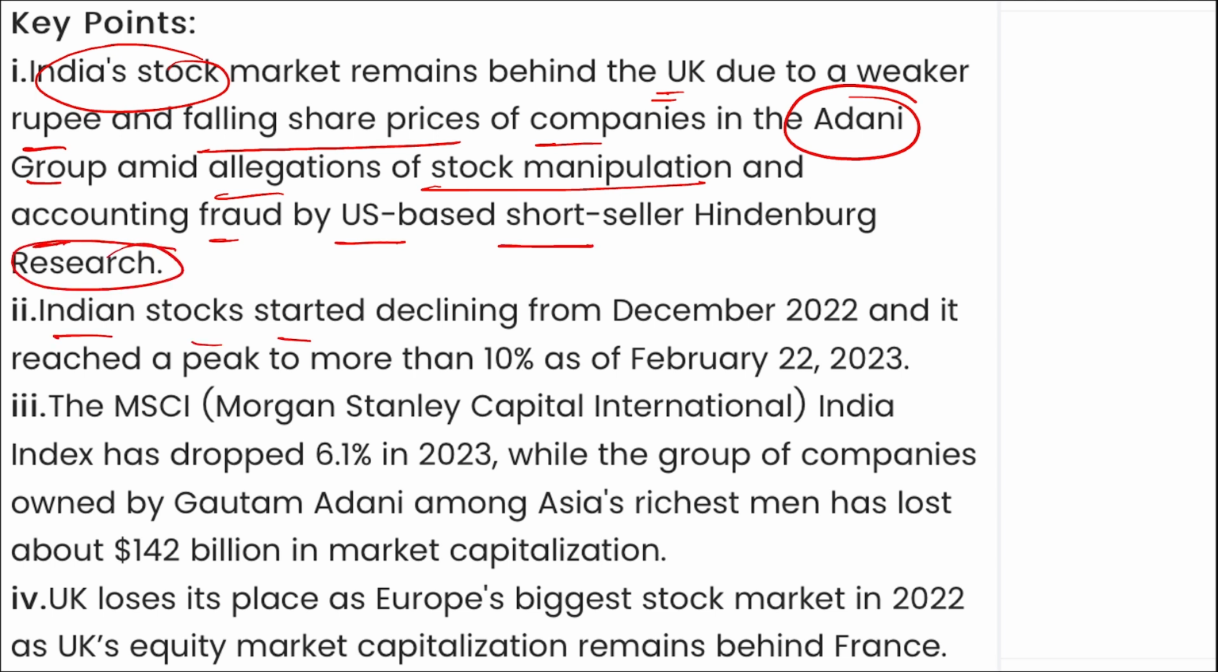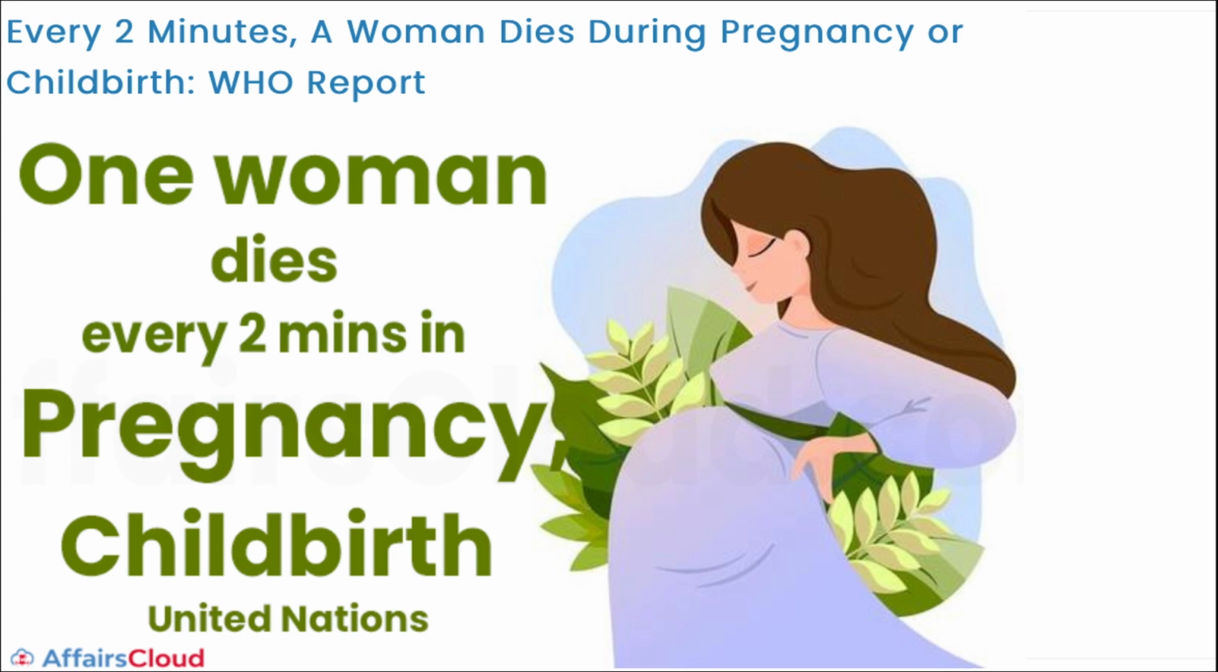Indian stocks started declining from December 2022 and the fall reached a peak of more than 10% as of February 2023. And if we talk about Adani stocks, they have come down by almost 70 to 80% for most of the companies, such as Adani Green, Adani Ports, Adani Enterprises, or be it Adani Transmission.